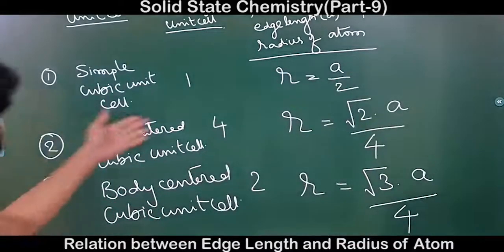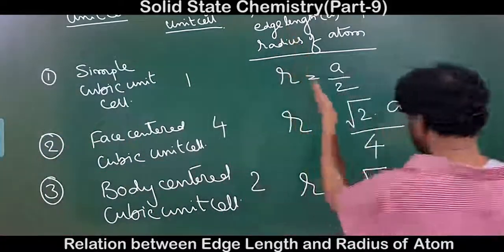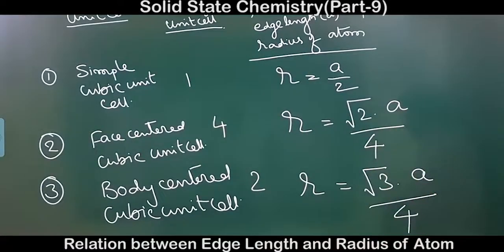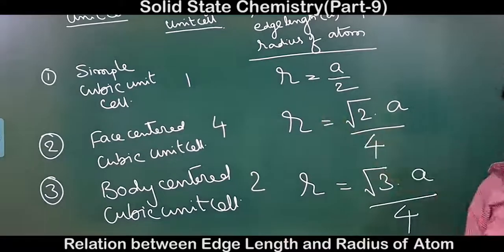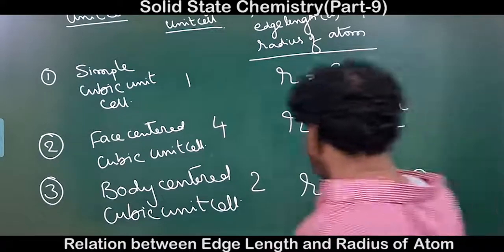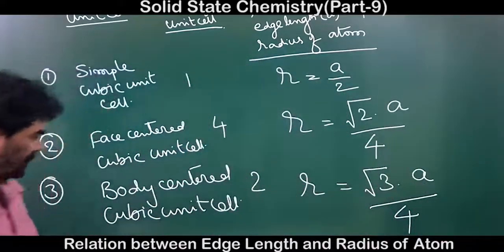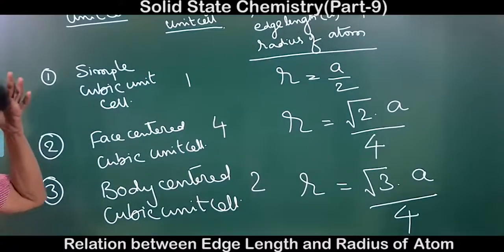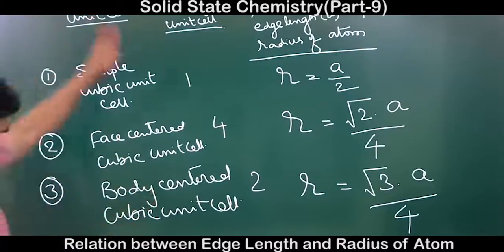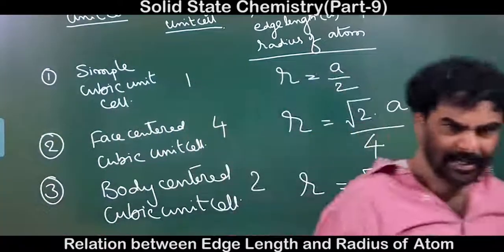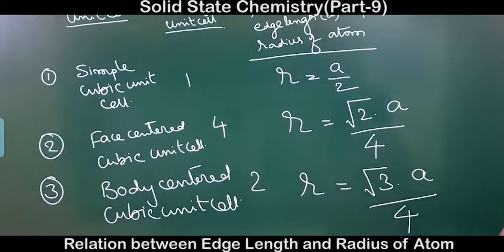This is the relation, for different cubic unit cells, between the radius of the atom or lattice point and the edge length of the cubic unit cell. If you know the edge length of the cubic unit cell, you can find the radius of the atom by taking these things into consideration. I have not taken other unit cells, as we cannot calculate for them.